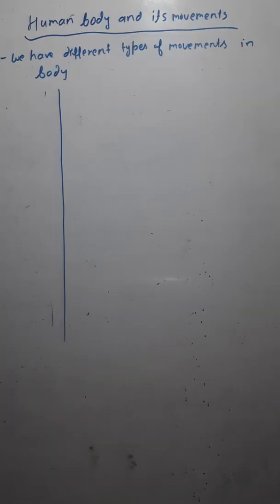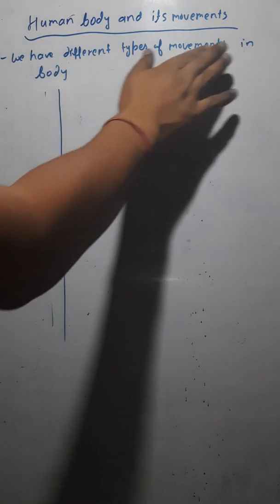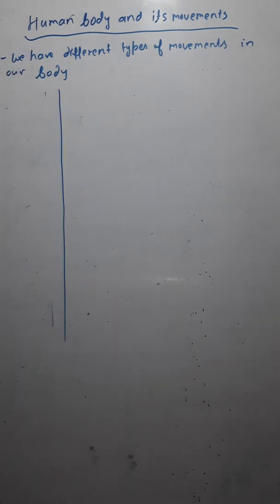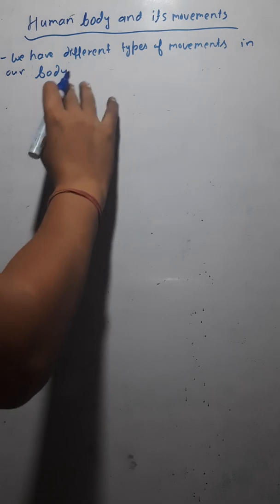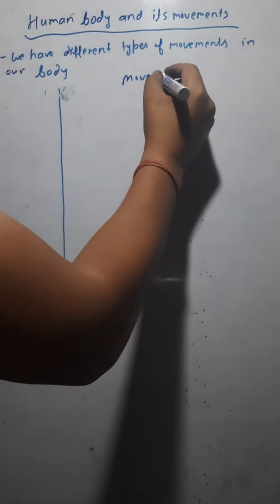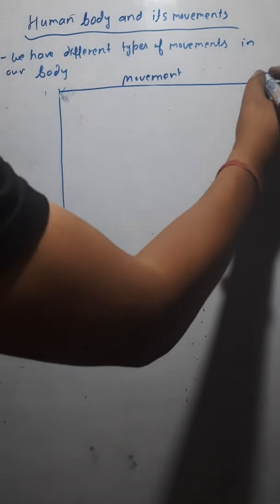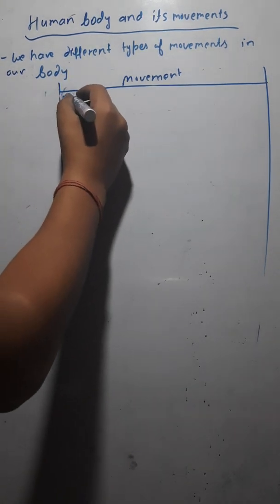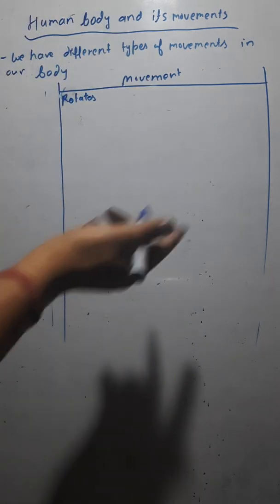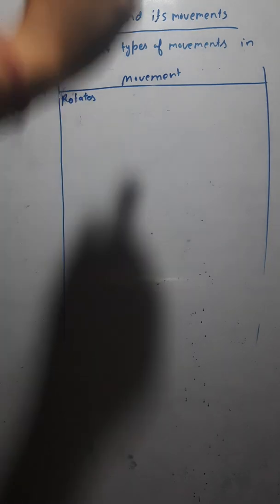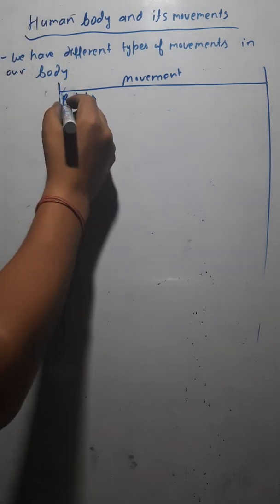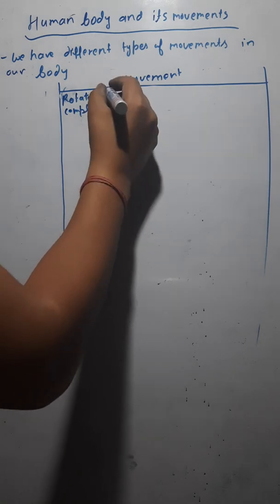We are now learning about the human body and its movement. In the case of humans, we have different types of movements in our body. What are the types of movement? Let me write the movement here. There could be many types. Somewhere we are rotating, like rotating our arm completely. When you are throwing the ball in a cricket match, you have to rotate your arm. So complete rotation is there.